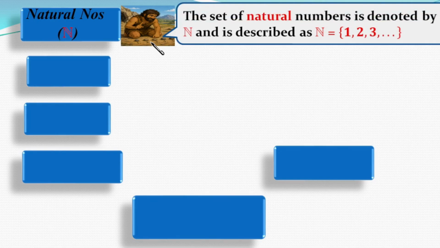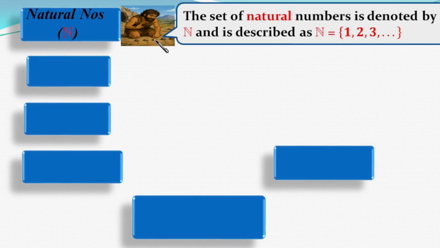counting numbers. The set of natural numbers is denoted by capital N, and it is described as a set containing 1, 2, 3, up to positive infinity. We call these the set of counting numbers, because early humans started counting their objects or their animals based on these numbers.